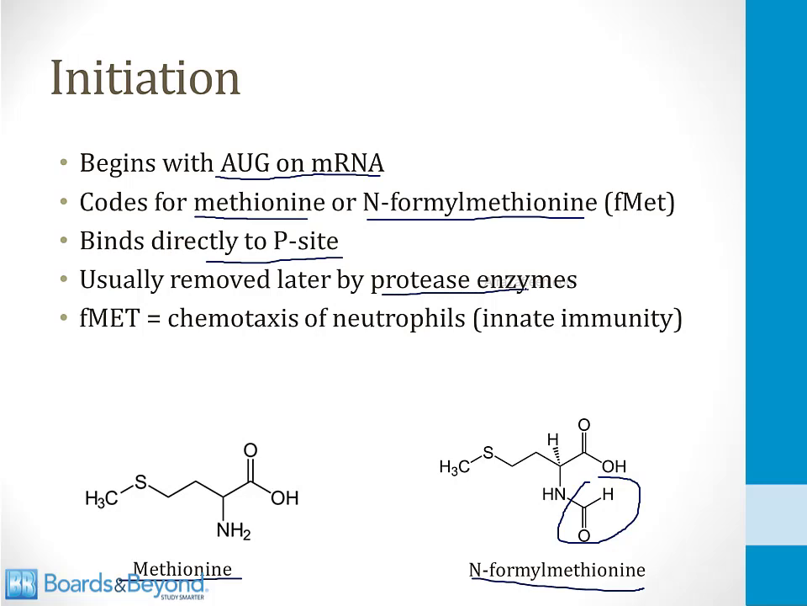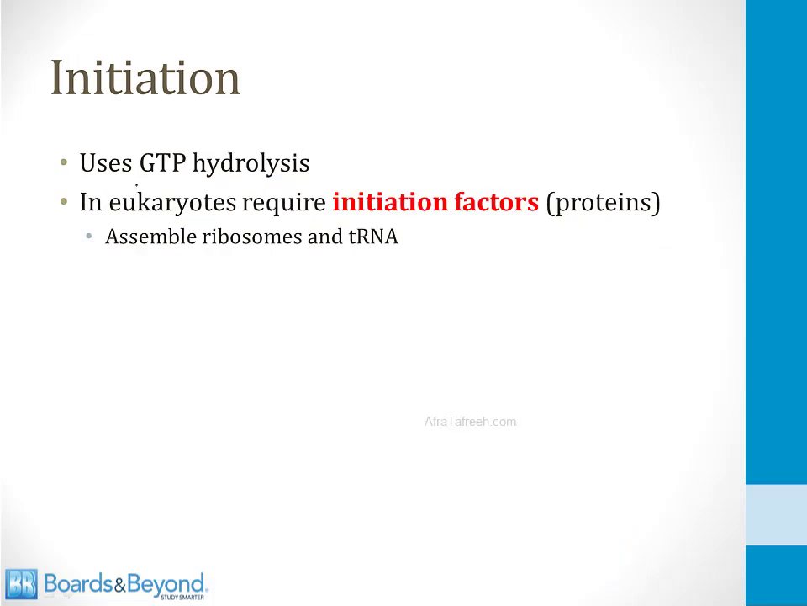And one important point here is that FMET is not usually found in eukaryotic cells. Therefore, if there's lots of FMET hanging around the body, that's a trigger to the immune system that there may be bacteria in the body. So for this reason, we have evolved so that FMET triggers chemotaxis of neutrophils as part of the innate immune system. GTP is hydrolyzed as part of initiating protein synthesis, and in eukaryotic cells, initiation of protein synthesis requires additional proteins called initiation factors that help to assemble the ribosomes in the tRNA.